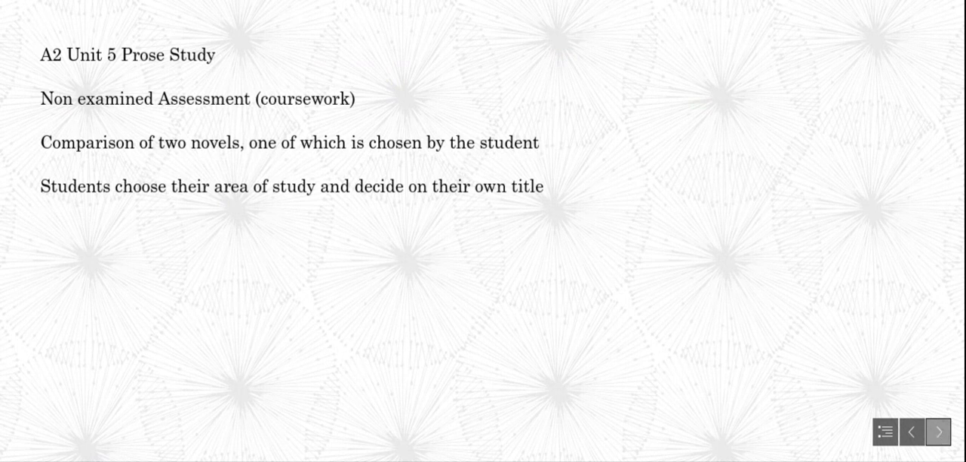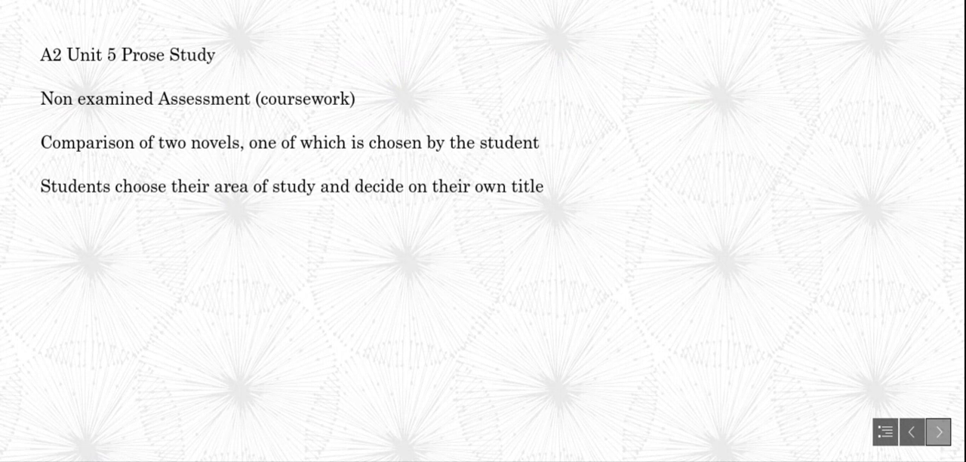Unit 5 is a prose study. This is the unit I'm responsible for, so I probably will wax lyrical about this a lot more. It's a non-examined assessment, what we used to call coursework, we now call an NEA. And for me, this is something that I feel is preparing students for whatever they go on to do if they're doing a university course afterwards, whether it's literature or any other course, because there's a lot more autonomy in this section. They are studying 2 novels.